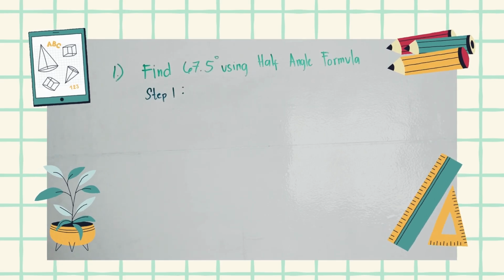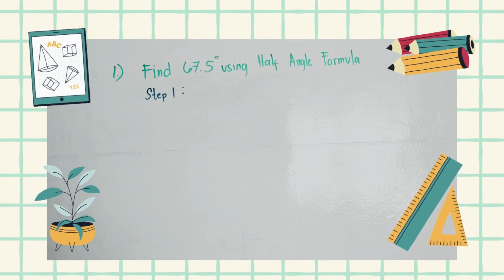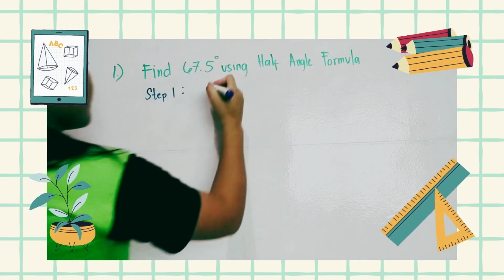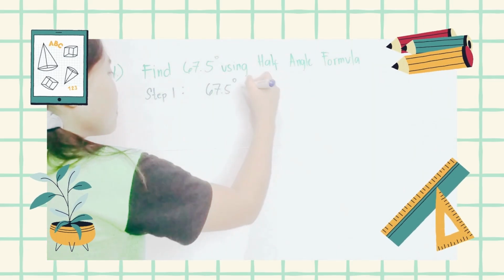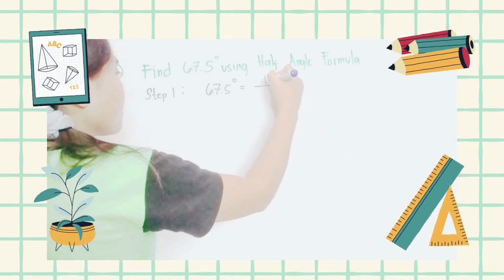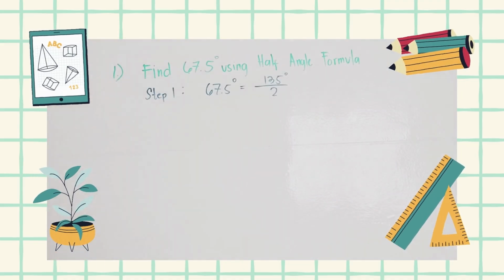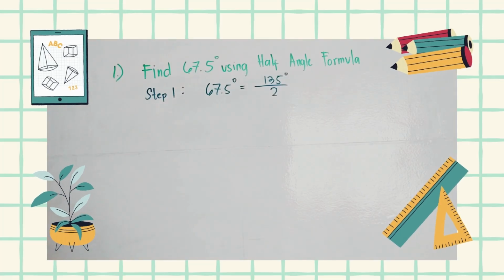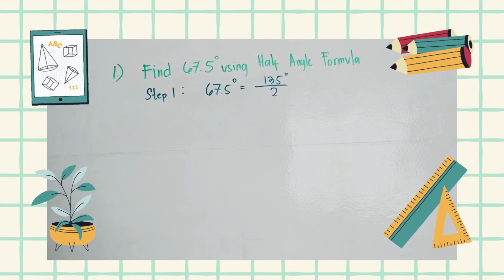Let us recognize that 67.5 degrees is a half angle. To use a half-angle formula, we want to write 67.5 as half of another angle. 67.5 degrees is the same as 1/2 of 135 degrees. This tells us that we'll use the half-angle formula with theta equals 135 degrees.